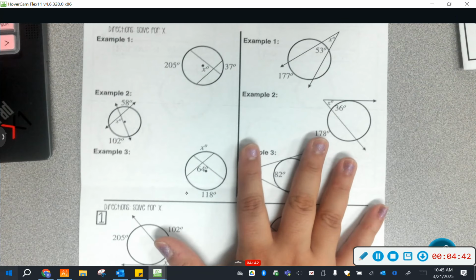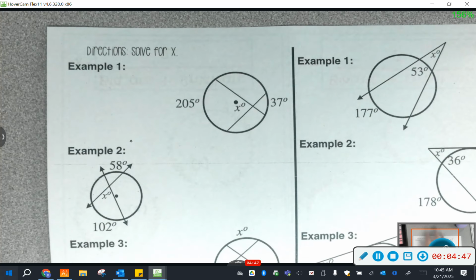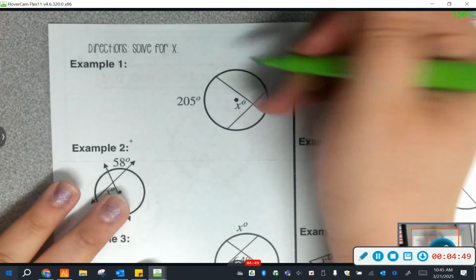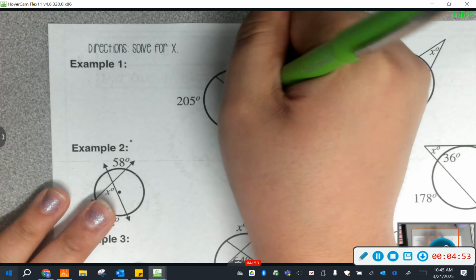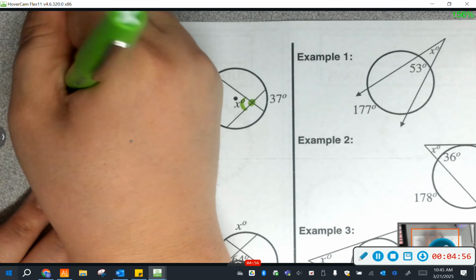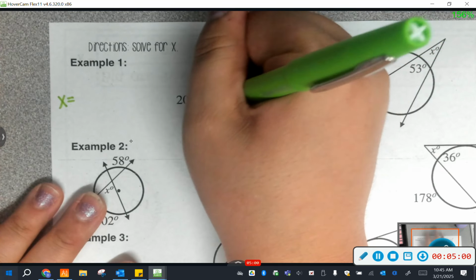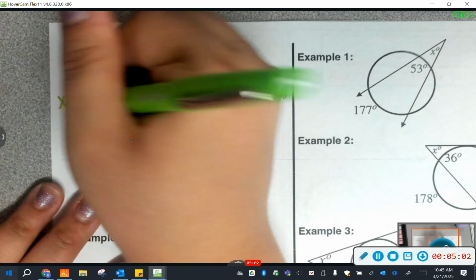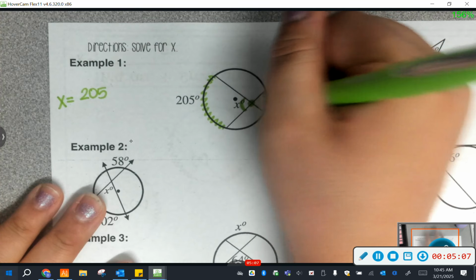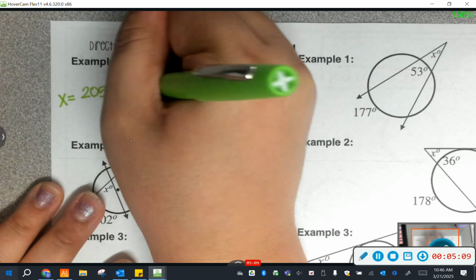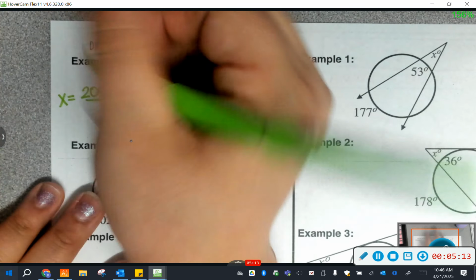So inside, what do we do on the inside? We are going to add them. Do you agree these intersect on the inside? I'm trying to find this angle x. So my x equals, what is my big arc here? 205. What is my small arc here? 37. I'm going to add them. And what do I always divide by? 2.